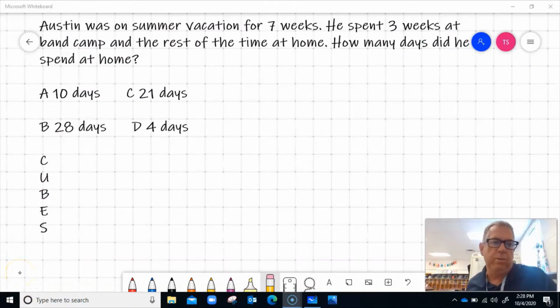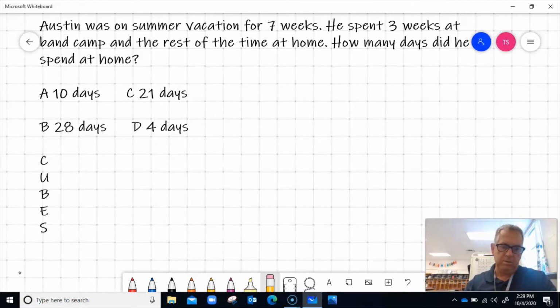Okay, we're going to look at this word problem now. It says, Austin was on summer vacation for 7 weeks. He spent 3 weeks at band camp, and the rest of the time he spent at home. How many days did he spend at home? So I'm going to use my cube strategy to help me organize, maybe see if I can make an understanding of what the problem really wants me to do.